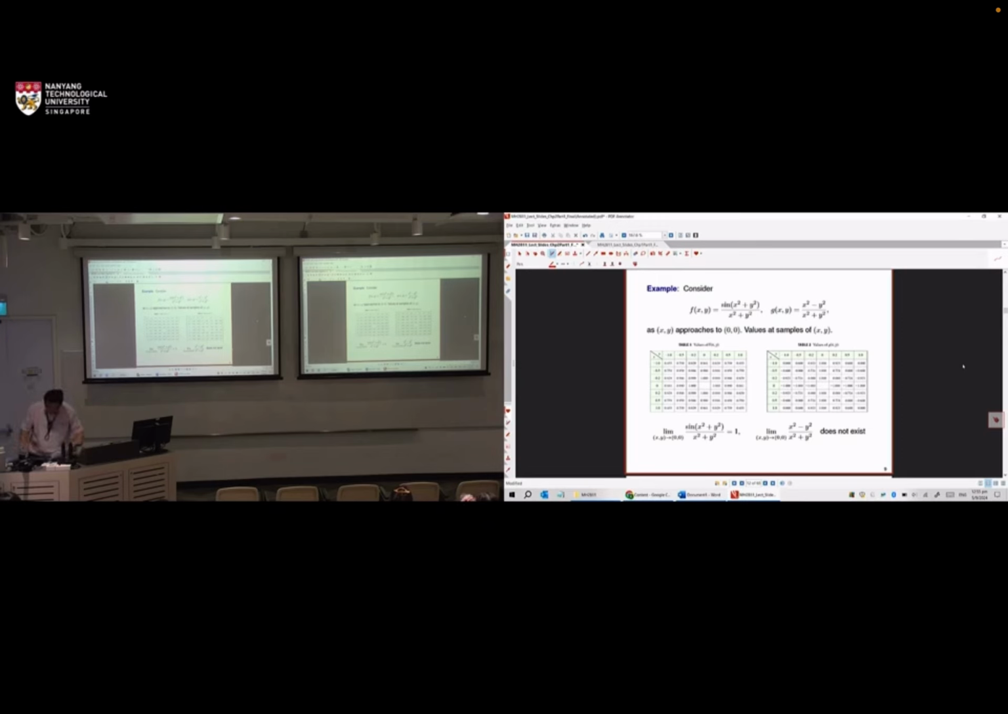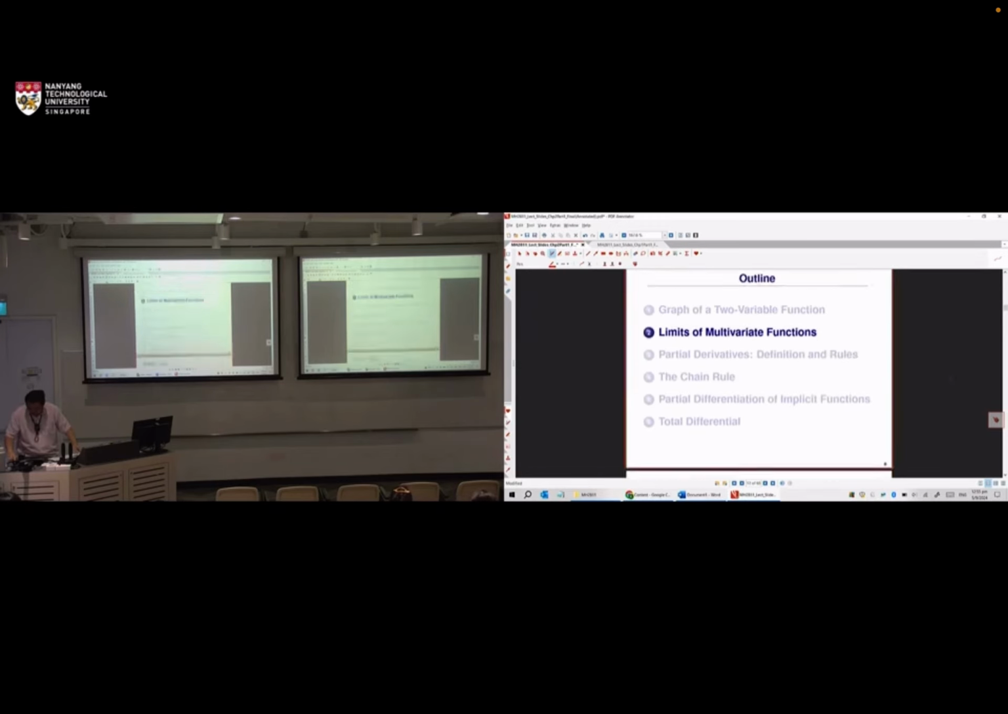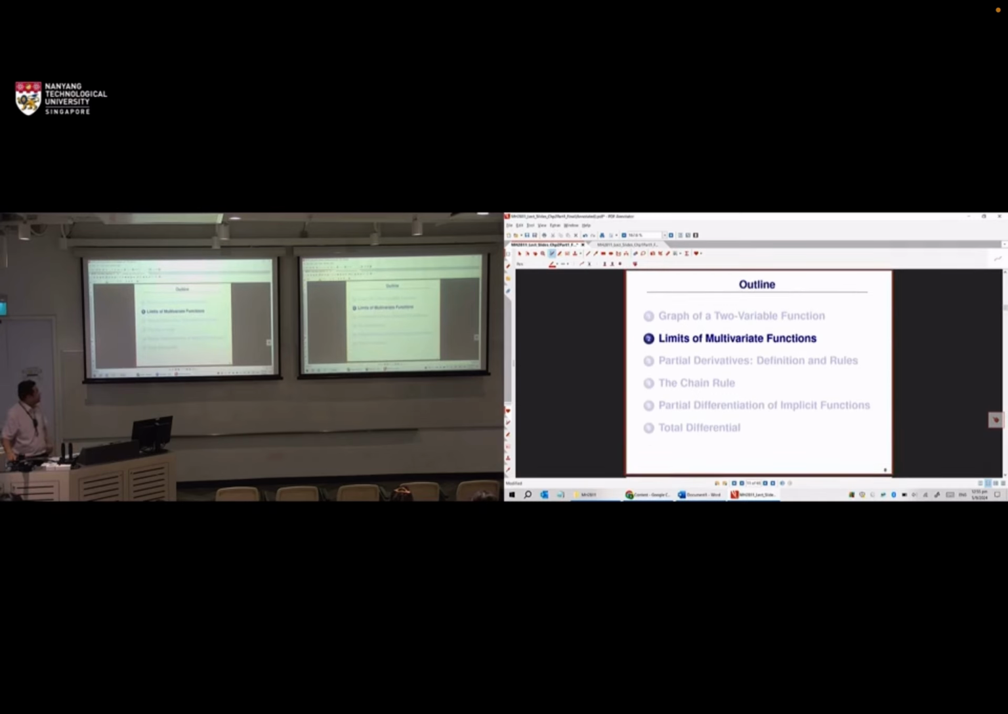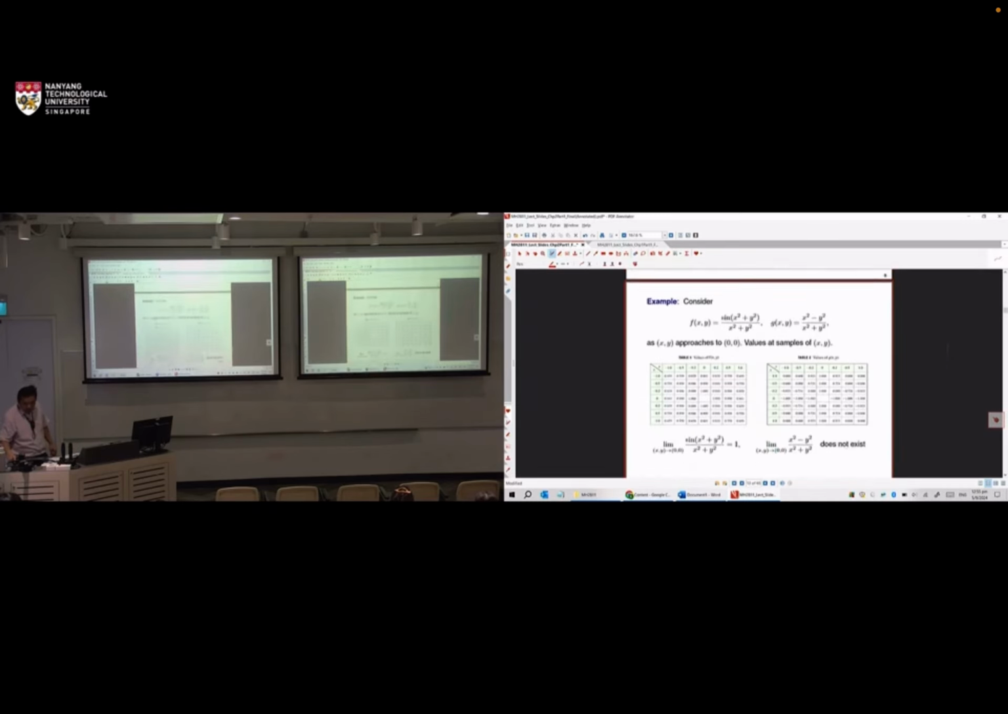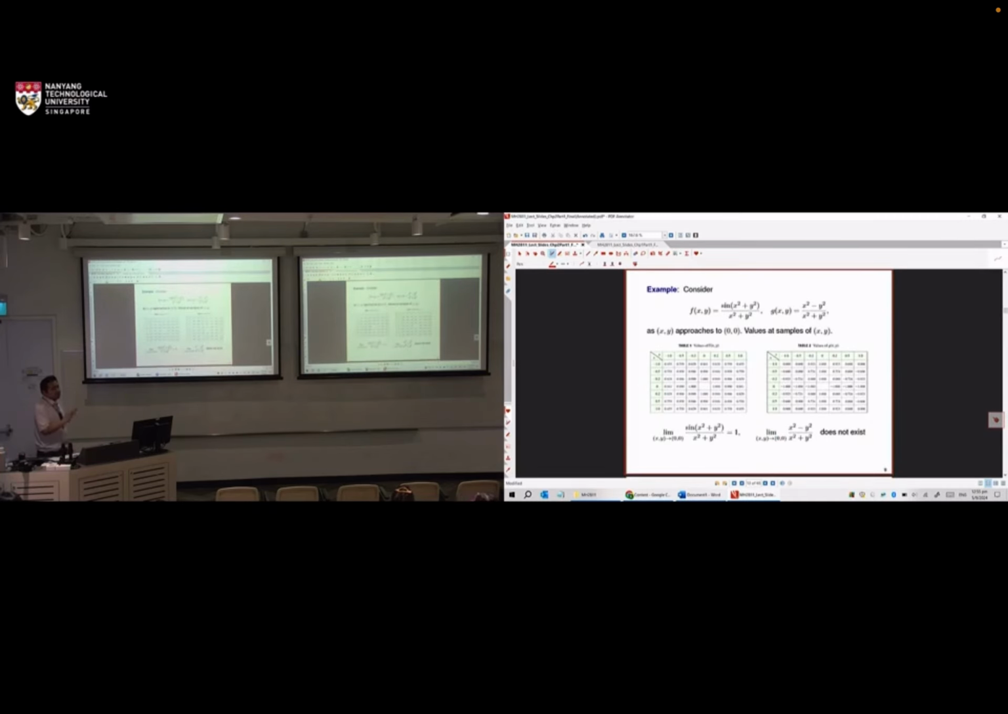Now this is our lesson proper already. Limits of multivariable functions. In Math 1, they focus on limits of single variable functions, right? So now we focus on multivariable functions. This page is more for motivation. This method is unacceptable in the exam or quiz, but it's more about motivation, right?